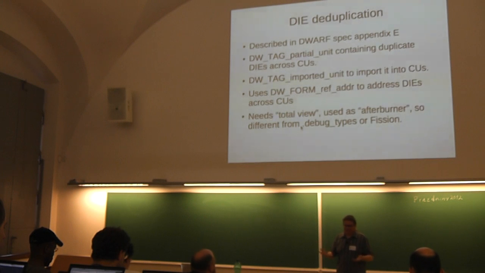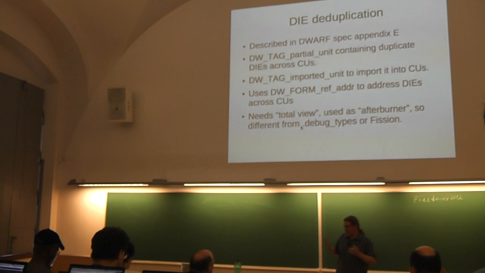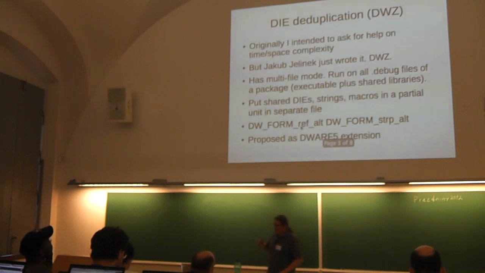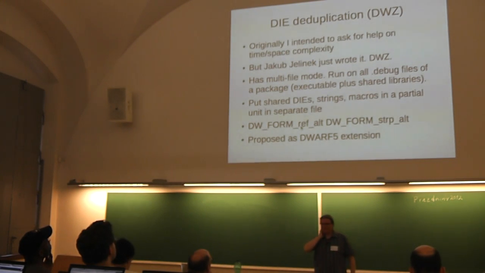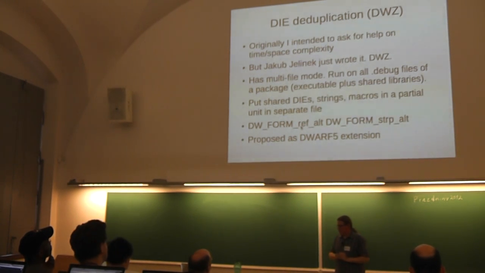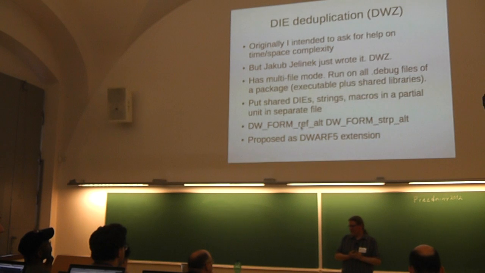We didn't really go through all the space and time complexity. So my initial thought was I just ask. So it's just there, you can use it. Looking at how Jakub did it, we were probably too greedy. Jakub did it as multi-pass.